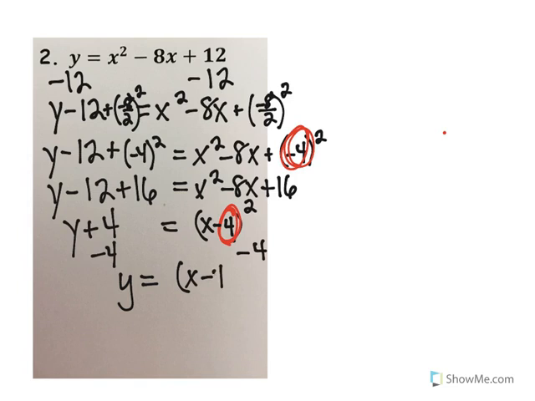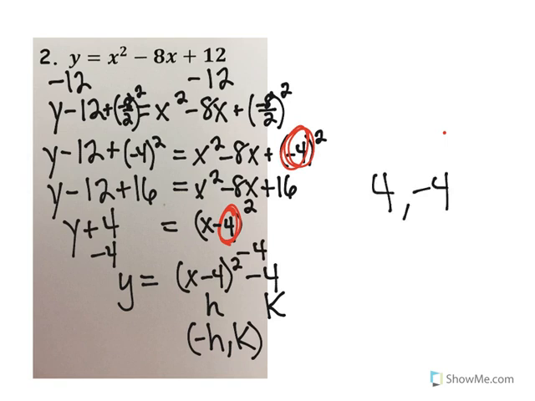Okay. X minus 4 quantity squared, take away 4. h, k. Remember it's going to be negative h, k when it's in the parentheses. 4 comma negative 4. That is my vertex.